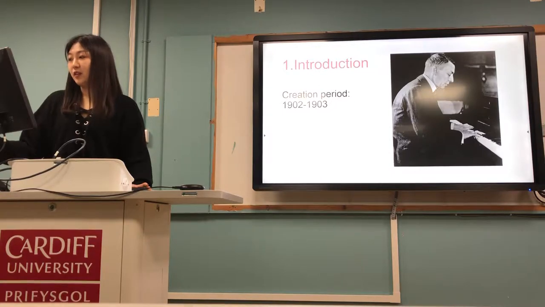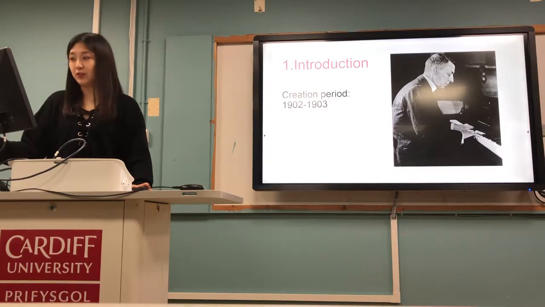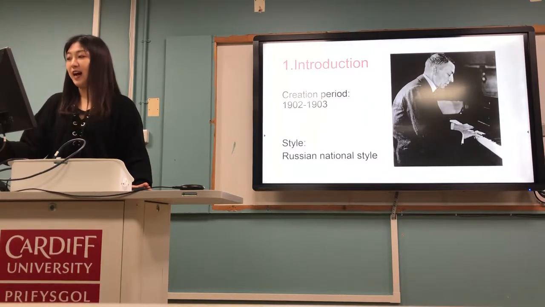Prelude in G minor is one of the famous pieces in his 24 preludes. Many people may have a question: why is this prelude so famous? This is because the background of this prelude combines the Russian national style and expresses the life of oppression and tragic fate of the Russian people.